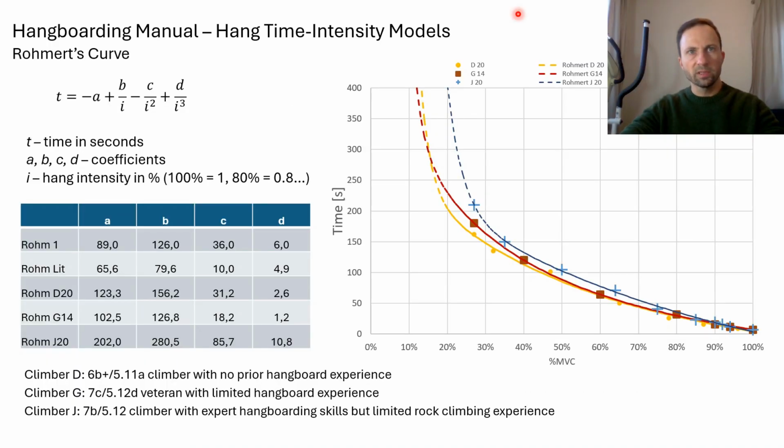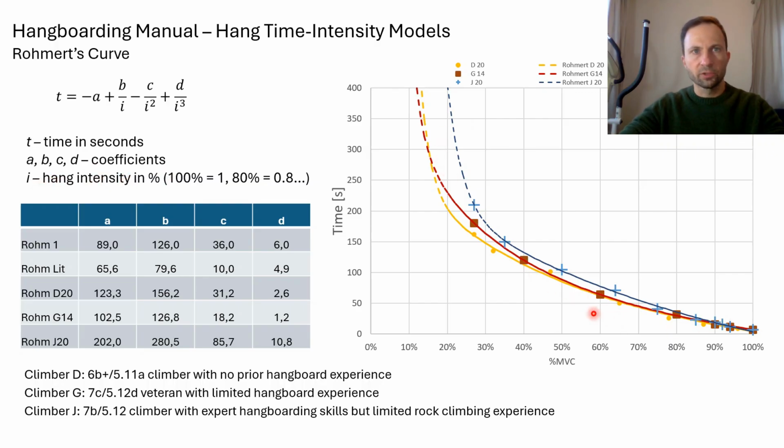Let's focus for a moment on the original Rohmert's model. The respective equation is T equals minus A plus B over I minus C over I squared plus D over I cubed, where T is the time in seconds and A, B, C, D are the coefficients. I is the hang intensity in percent.